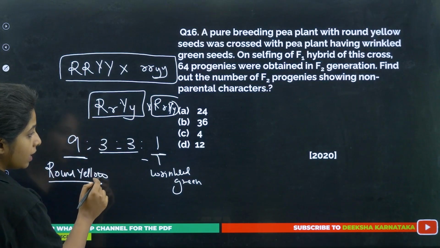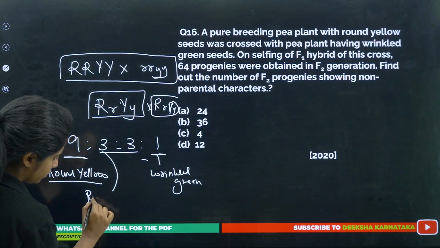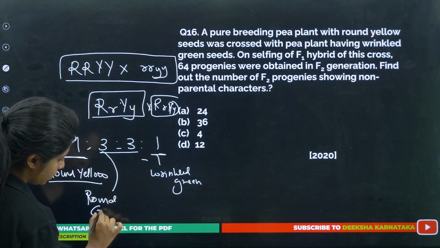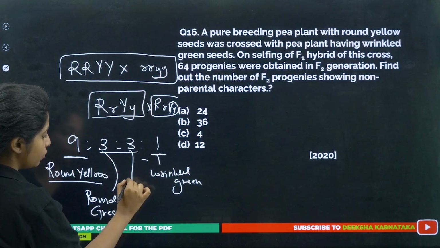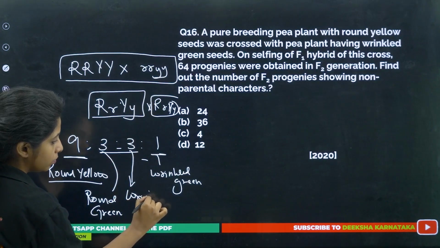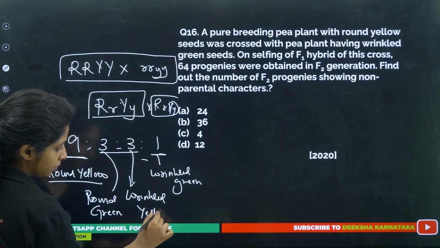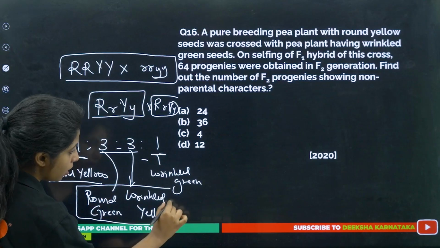So round and yellow is there. Let's make round and green. So 3 stands for round and green, and here wrinkled and green was there in the parental generation, but now you would be having wrinkled and yellow. So these are the new combinations that you are finding over here.